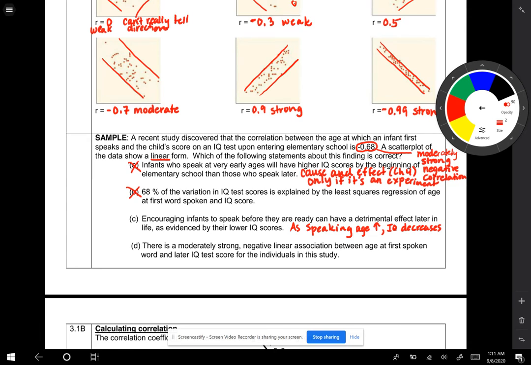D. There is a moderately strong negative linear association between age at first spoken word and later IQ test score for the individuals in this study. So this is the best description of this particular scenario.